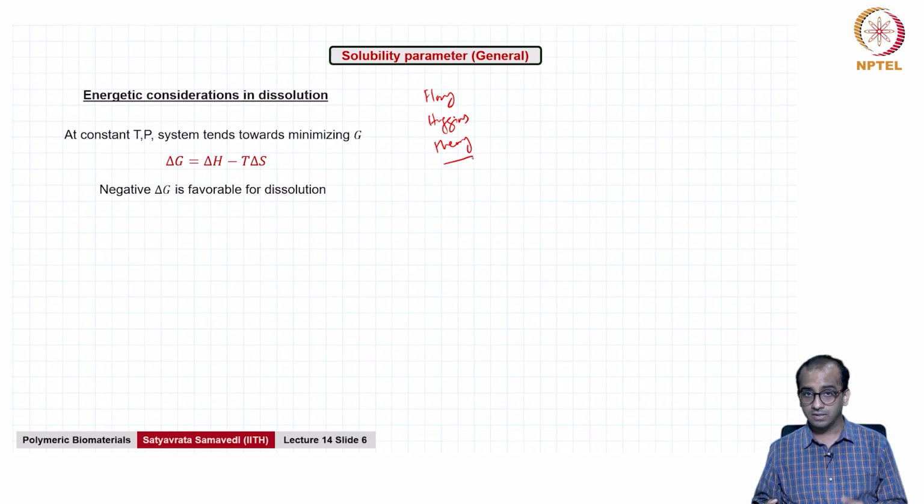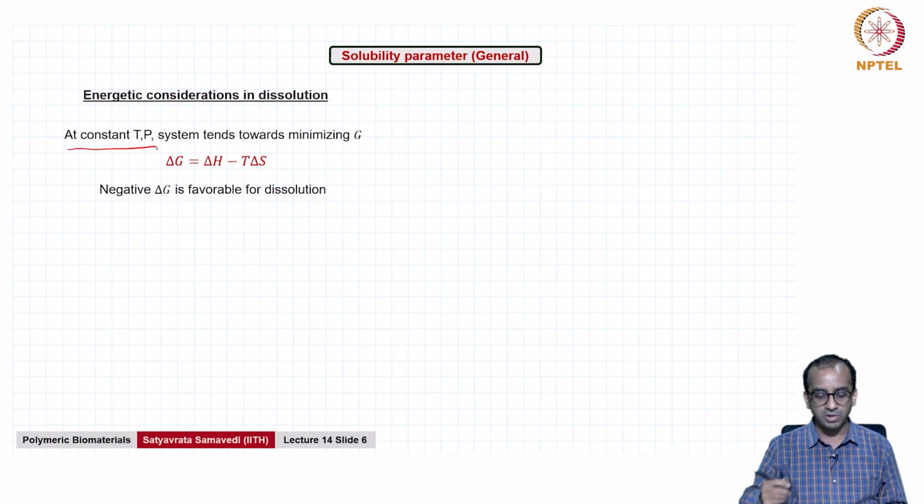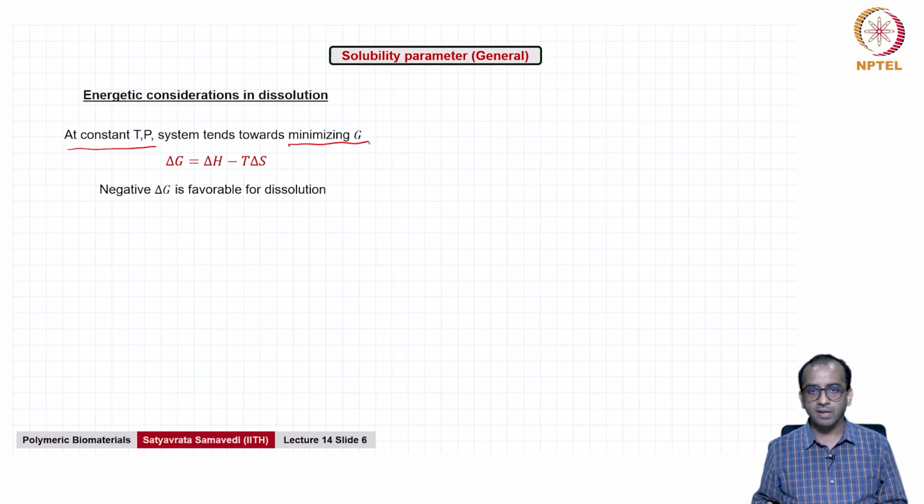But here in this lecture, our goal is to understand the contributions from a thermodynamic perspective to the free energy of mixing, and then try to come up with parameters that can be used to classify solvents as good, poor, etc. So, firstly, we note that at constant temperature and pressure, any system will tend towards minimizing Gibbs free energy.